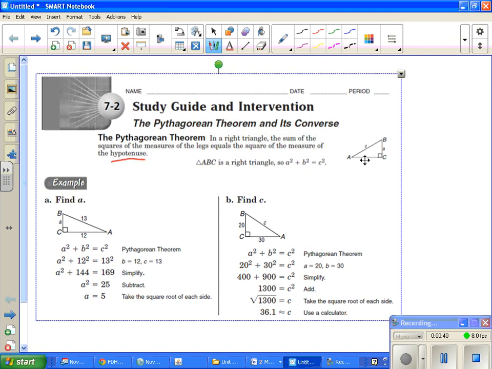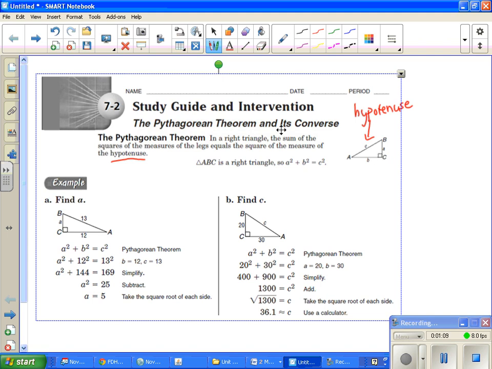If you have a right triangle, here's an example of a right triangle. The hypotenuse is always the side that is opposite of the right angle. So here's a right angle, you see it with the little box. C is the hypotenuse. When you're dealing with the Pythagorean theorem, we almost always use C to represent the hypotenuse. So it's that side that's across from the right angle.